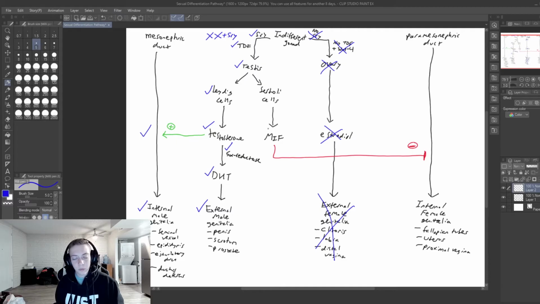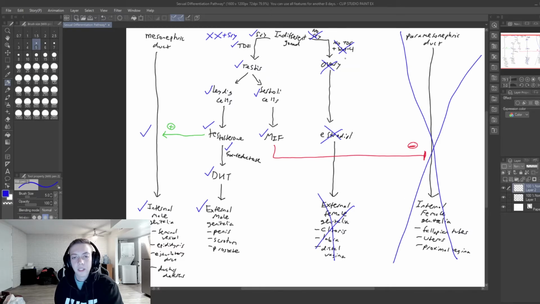So, we look back here at the Sertoli cells. We still have those. And so we are going to produce MIF, which is going to inhibit the paramesonephric duct. And we are no longer capable of producing internal female genitalia. So, let's see what we have here. Our genotype is XX, and our external genitalia, so part of our phenotype, is male. And then our internal genitalia is also male.